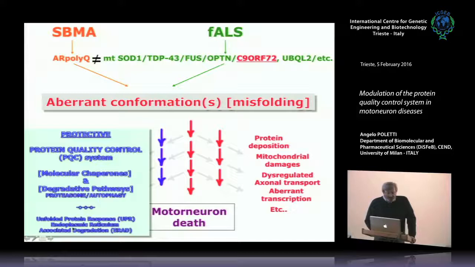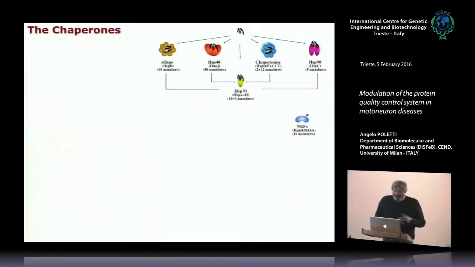We can include in that also the unfolded protein response, which is associated to the degradation at the level of the endoplasmic reticulum, which is also part of the protein quality control. But I will not talk about that today. The chaperones are a huge family of proteins subdivided in subfamilies. They were called historically HSP40, HSP90, HSP70, depending upon the molecular weight of these proteins. Actually, they are being reclassified as DNAJ for HSP40, HSPA, HSPC, etc., etc.